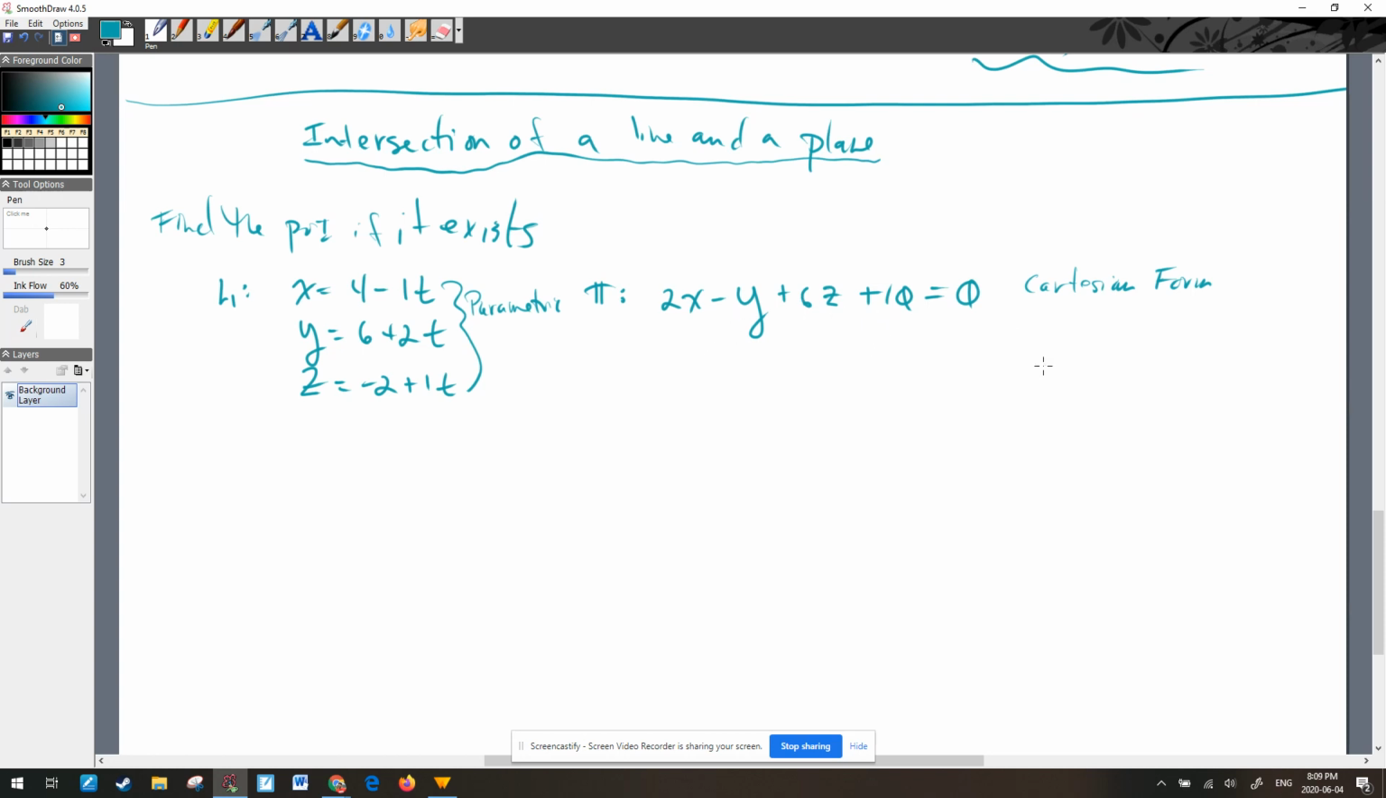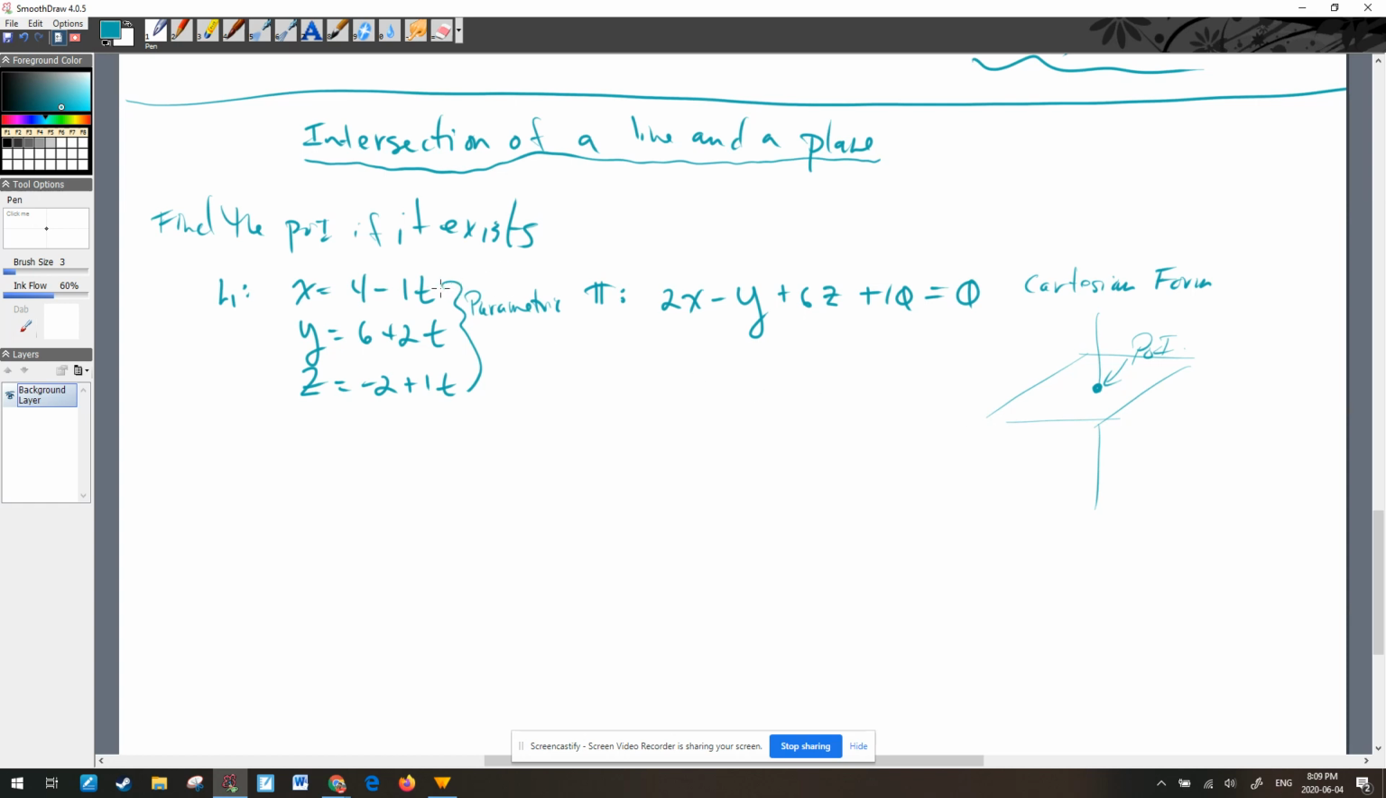Okay, so if we think about what this looks like, it means that we've got this plane out here somewhere, and then we've got a random line that's impacting and going through the plane, and we are looking for this spot right here. This is our point of intersection. Okay, that's what we're after.